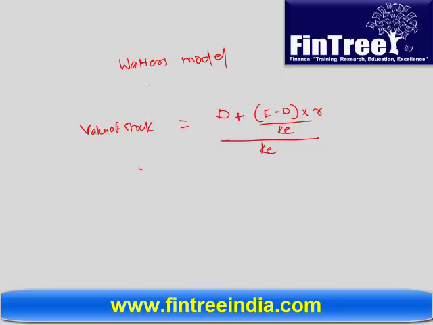Okay. So if it's not making sense as of now, don't worry. Just remember the formula for the timing. When you solve the first question, K, cost of equity. So D plus E minus D into R divided by K, and the whole number divided by K one more time.